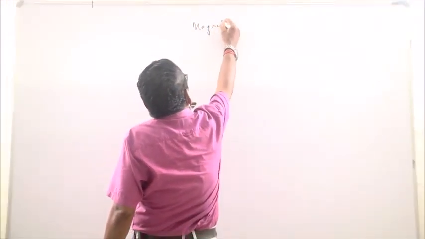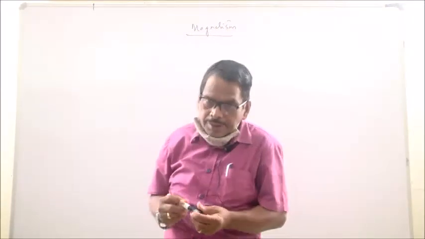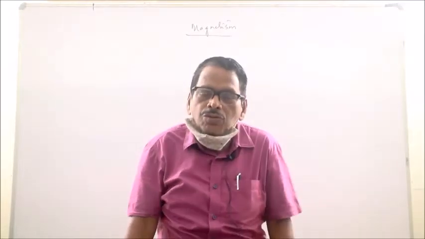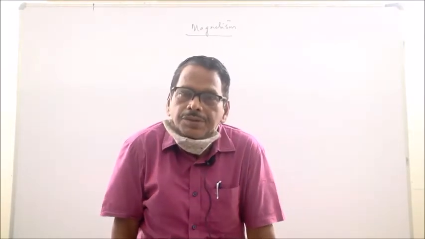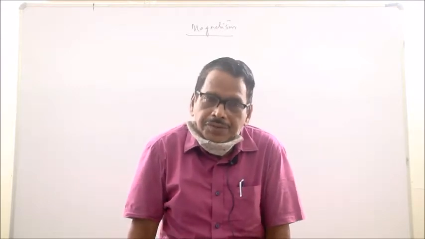Magnetism. Let us first know what is a magnet. A magnet is a substance which attracts iron towards it. So that is a magnet. So what are the characteristics of a magnet?